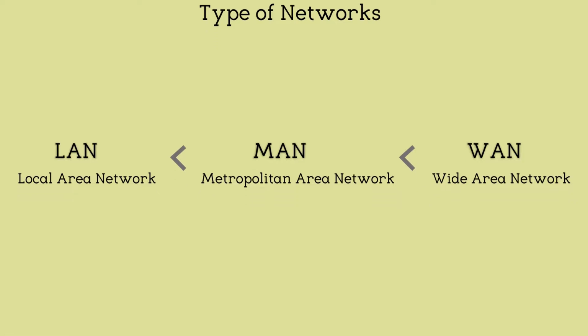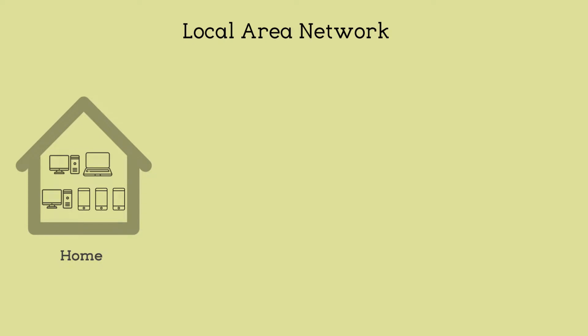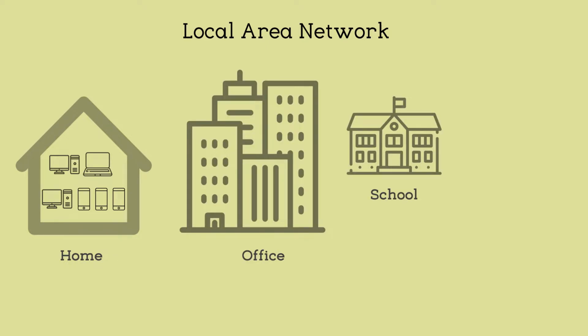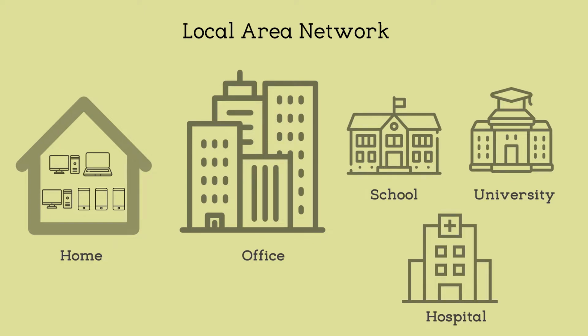A local area network is confined to a relatively small area. It is generally limited to a geographic area such as your home, an office, a school, university, or a hospital. Depending on the size of an office, it can be expanded to multiple campuses. For example, a university or a school containing campuses inside a city at different locations. So a network between multiple campuses can be considered a local area network.